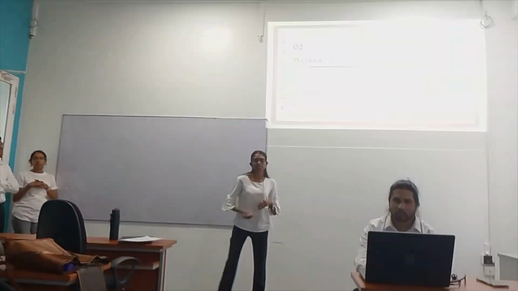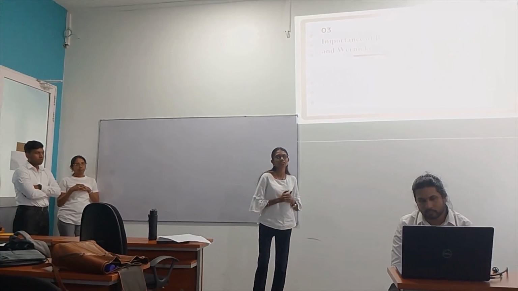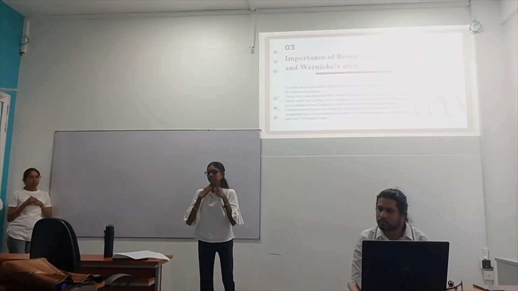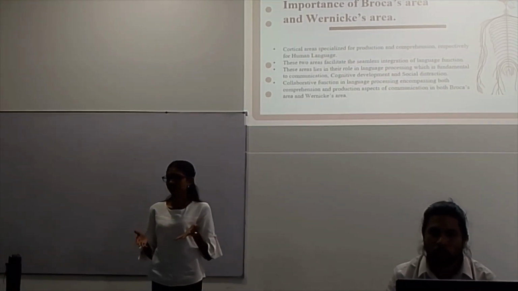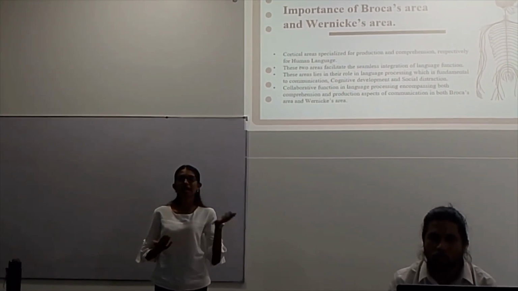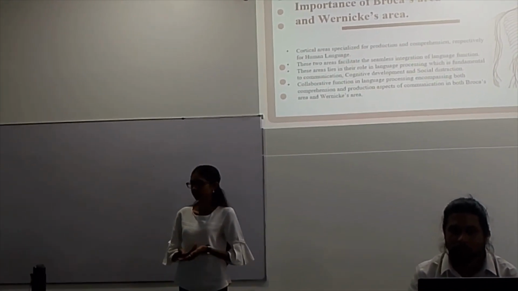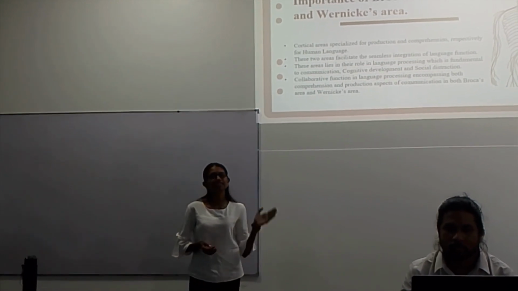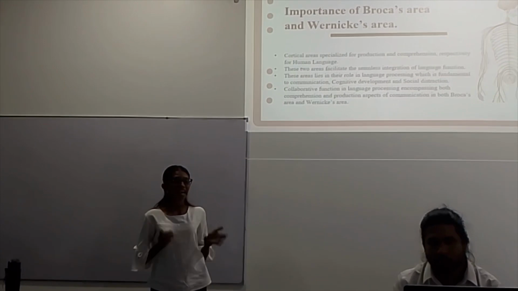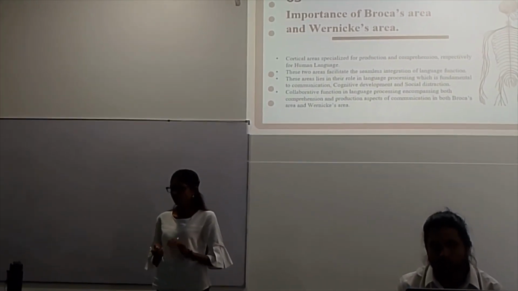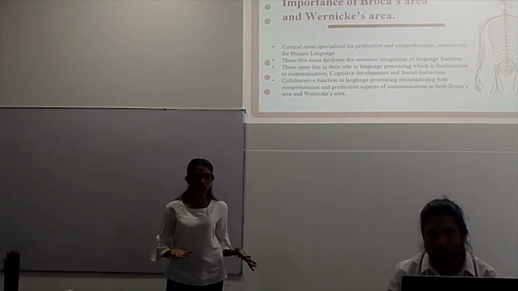So the importance of both areas, Broca's area and Wernicke's area: both are cortical areas. These two areas are specialized for the production and comprehension of human language, because we are talking about the human brain. These two areas also facilitate the seamless integration of language function. The importance of these areas lies in their roles.